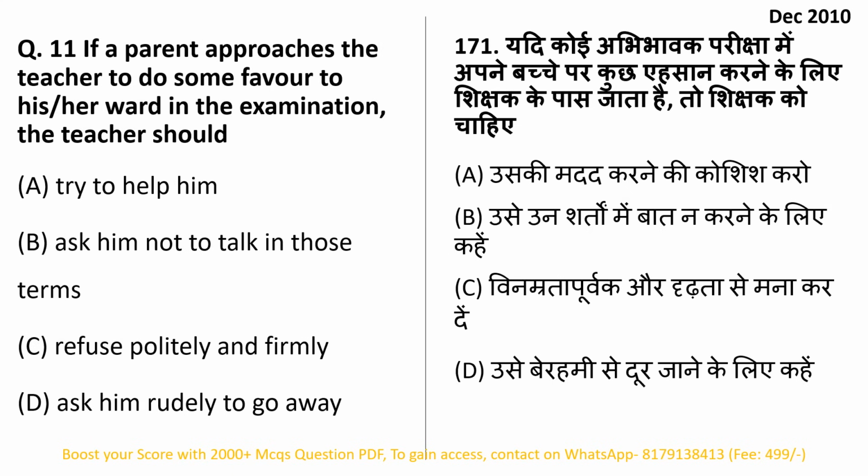If a parent approaches the teacher to do some favor in the examination to his or her ward, meaning student, in the examination, the teacher should... The question is asking if by chance a parent comes to the teacher, telling that his son or her daughter needs to get some favor in the examination, like extra marks or any help, what should a teacher do in that situation? Try to help him. Ask him not to talk in those terms. Refuse politely and firmly. Ask him rudely to go away. The right answer to this question is refuse politely and firmly.